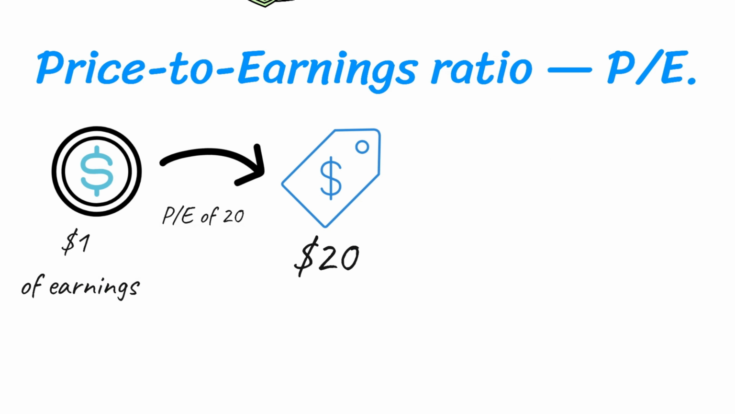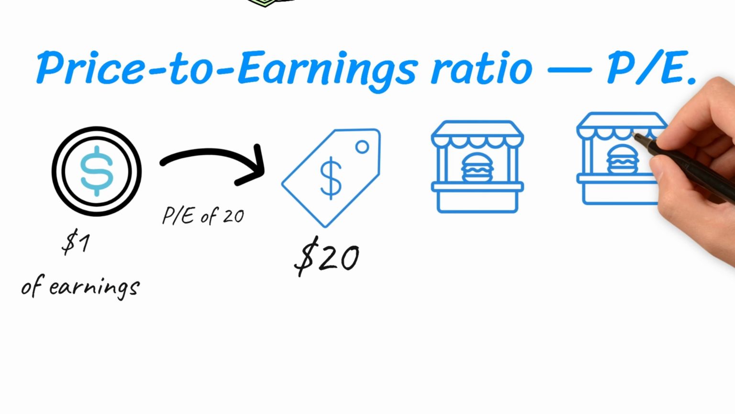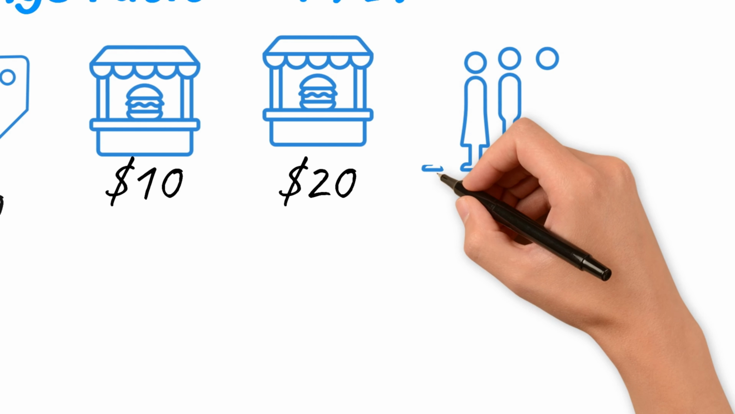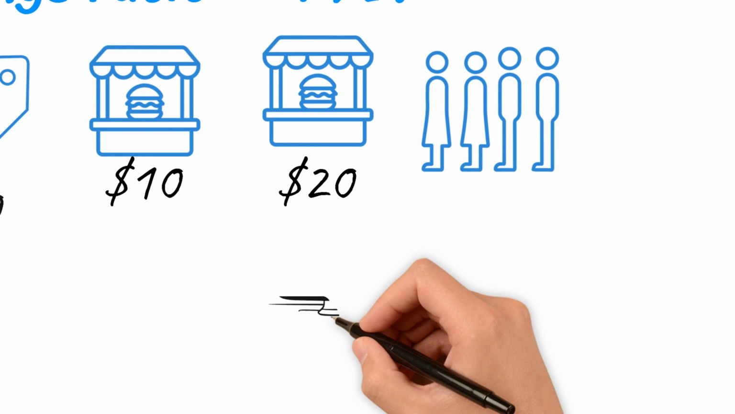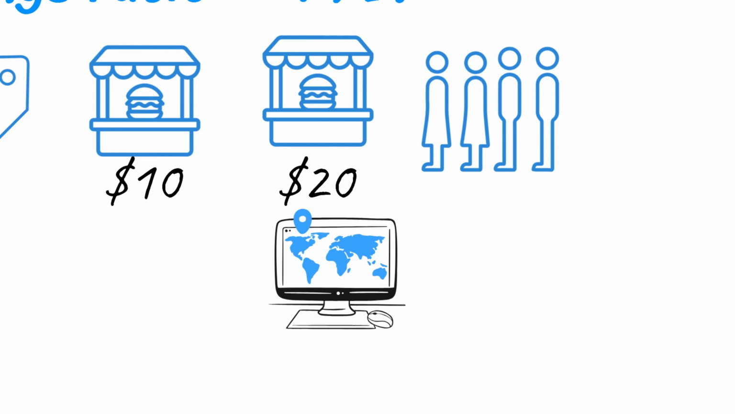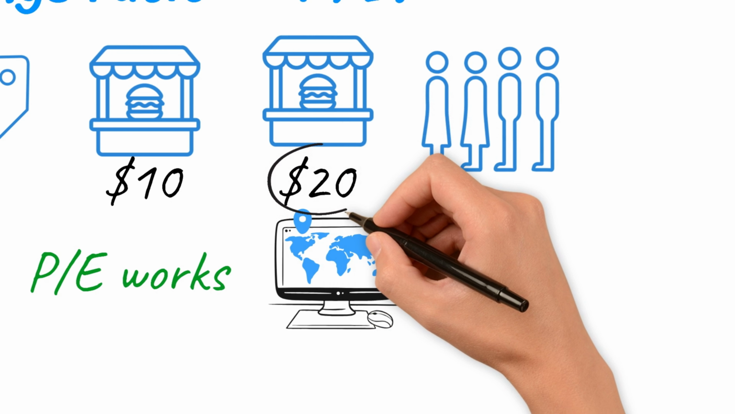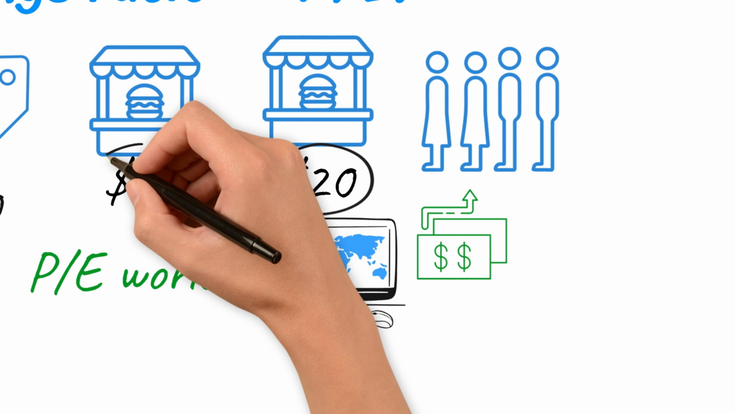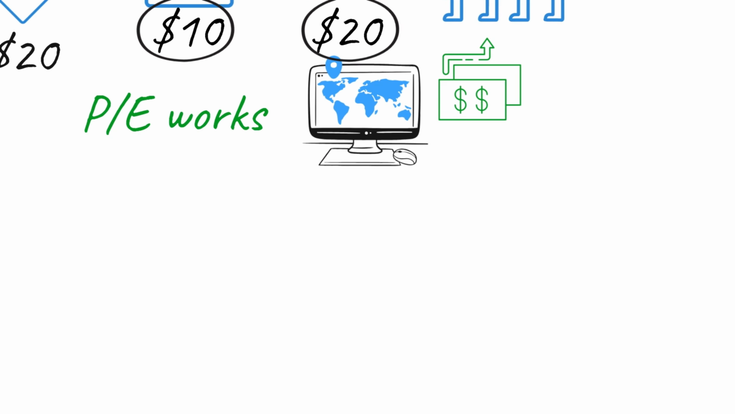Think of it like a food stall analogy. 2 stalls, same burger, one charges $10, one charges $20. The $20 one might still be the better deal if it has a line around the block every day and is opening 50 more locations. That's exactly how PE works. High PE isn't automatically bad. It means the market expects big things. Low PE isn't automatically good. It may signal trouble ahead.